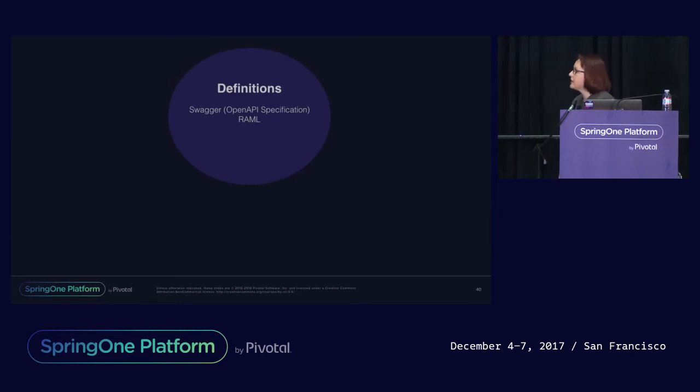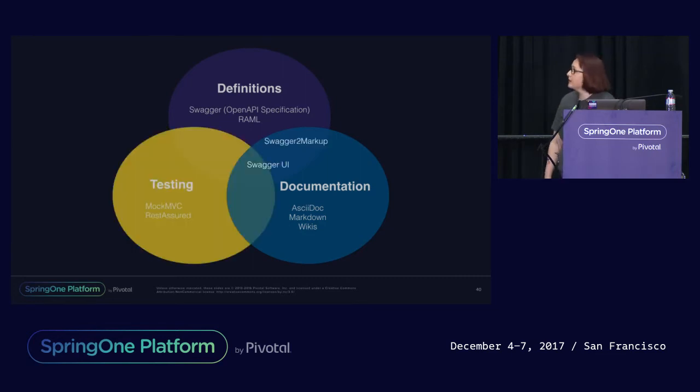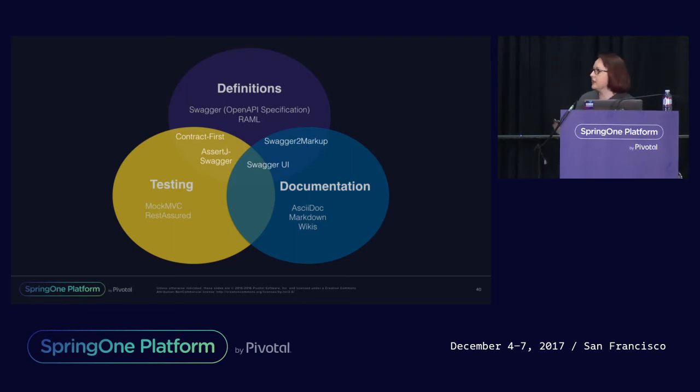Okay, so now we've done definitions, we've talked about some basic documentation, and two of the libraries that kind of fit in this space, as well as some libraries that fit between definitions and testing. And where that contract first is where the Spring Cloud contracts will fit in. But there's one thing here that's not really covered very well, and that is where Spring RESTdocs fits in, between your testing and documentation.